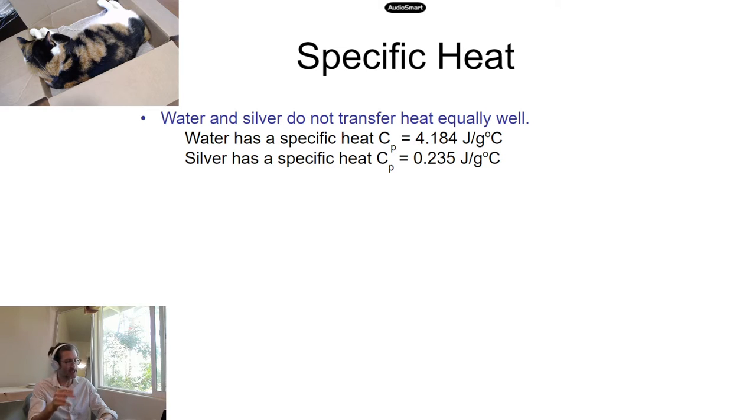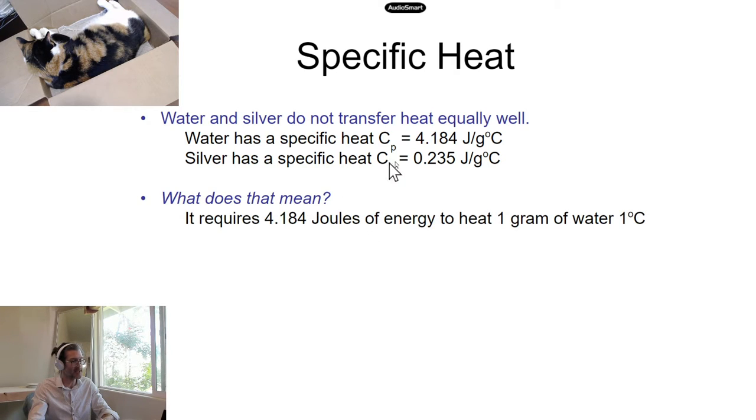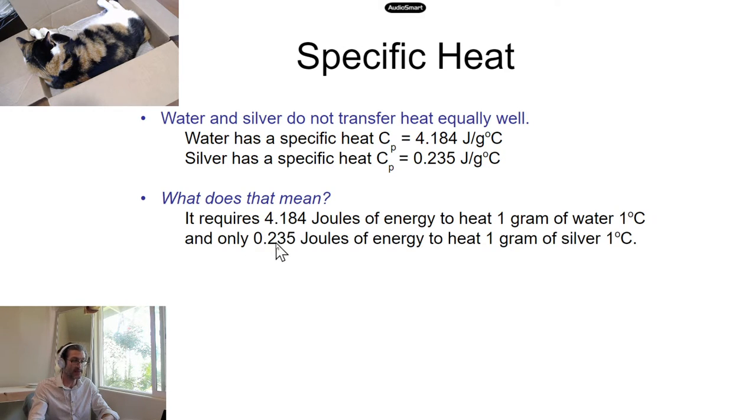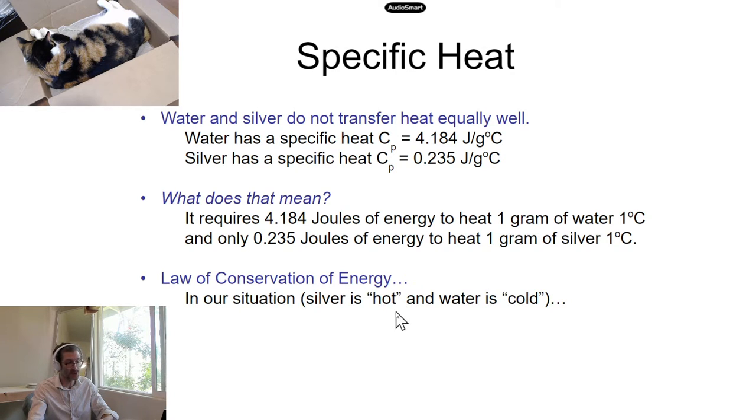So water has a specific heat, a heat capacity, C is for capacity, of 4.184 joules divided by grams degrees C. What does that mean? And silver has a specific heat that's much lower than that. It means that it takes 4.184 joules of energy to heat 1 gram of water by 1 degree C. It also means that it only takes a much smaller number, 0.235 joules, to heat 1 gram of silver 1 degree C. A lot less energy to get the same change in the silver. So silver will gain and lose temperature much more easily than the water.